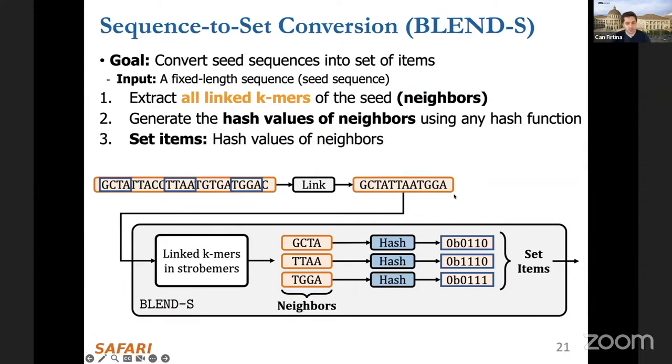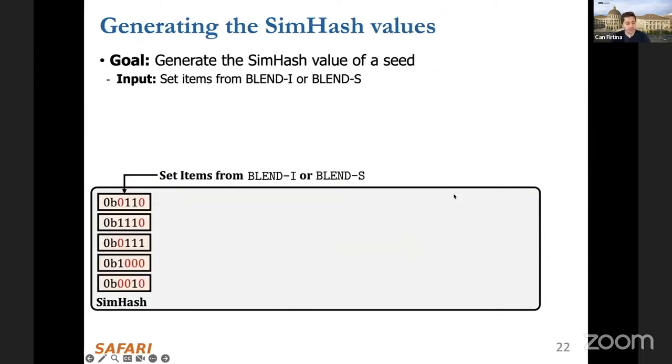seed sequence. Now that we identified the set items of the seeds, we can generate the hash values of these seeds using the SimHash technique. And the goal, again, is to generate the SimHash value of a seed by using the set items from Blend I or Blend S. So you can assume that the set items are provided from these two mechanisms, and that these are the set items that we extracted using these two techniques.